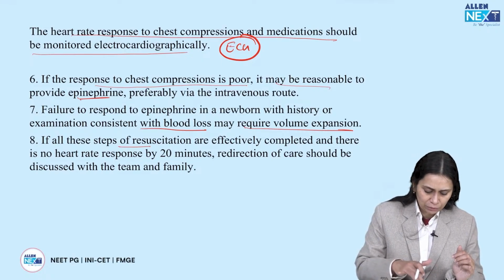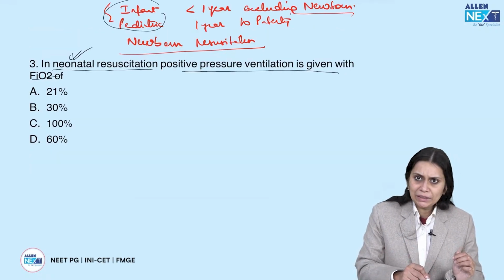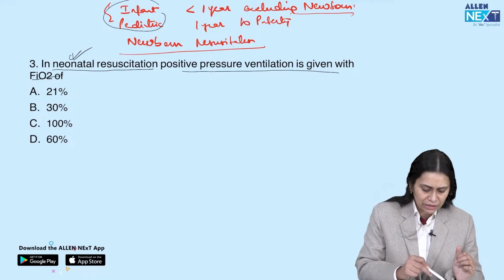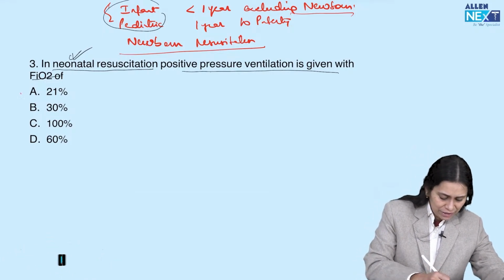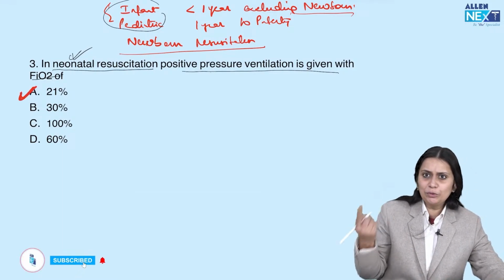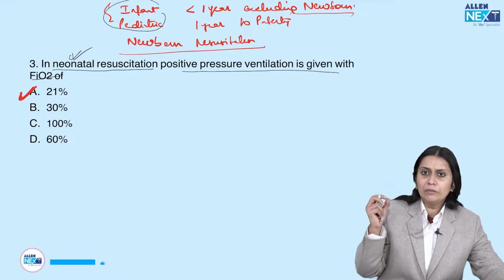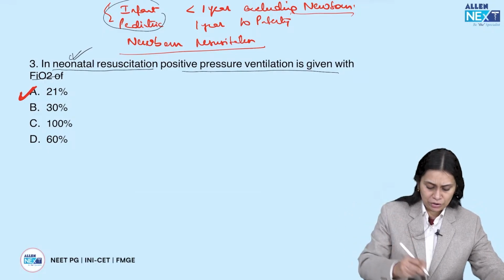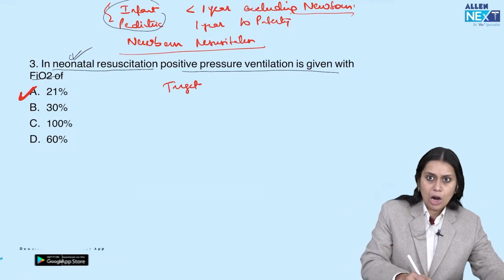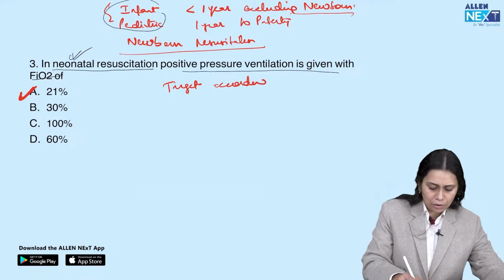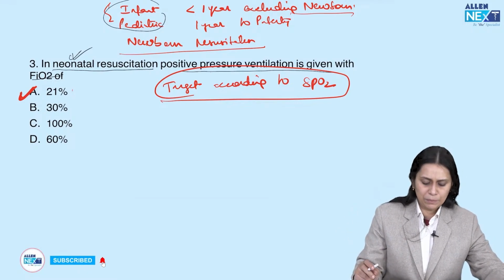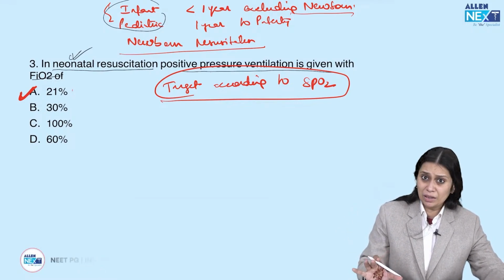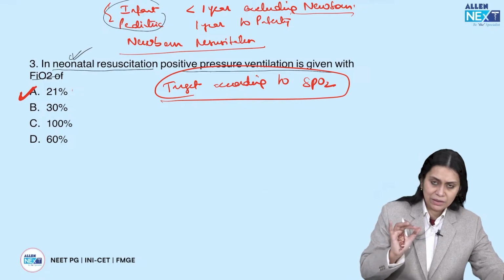So let us come back to the question. In neonatal resuscitation, positive pressure ventilation is given with FiO2 of what? 21% initially. So always 21% is what we start with, and we target according to the SpO2. Remember this. So the answer is 21%.